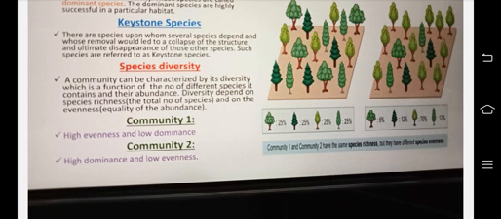Because all these three species, each species is 25%, but in the next one, 70% is one species, so there is a great amount of dominance, high dominance and low evenness. Community 1 and community 2 have the same species richness, but they have different species evenness. Why the same species richness? Because there are 4 different species, that's why.